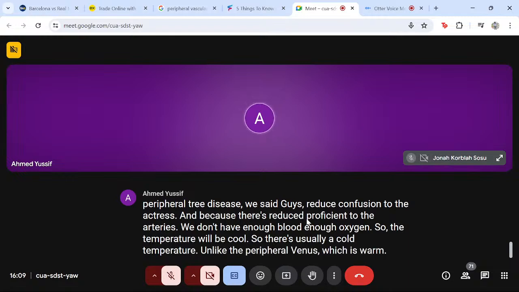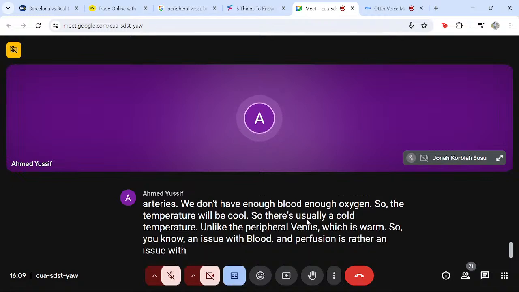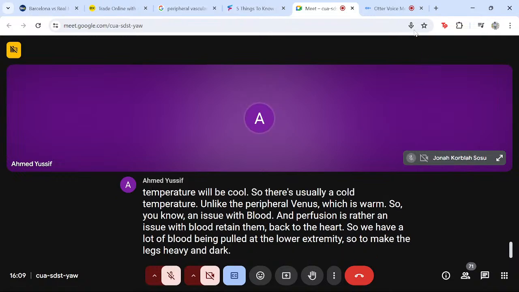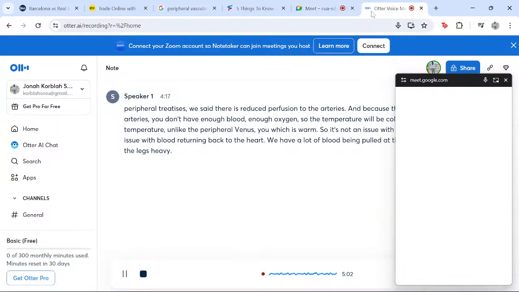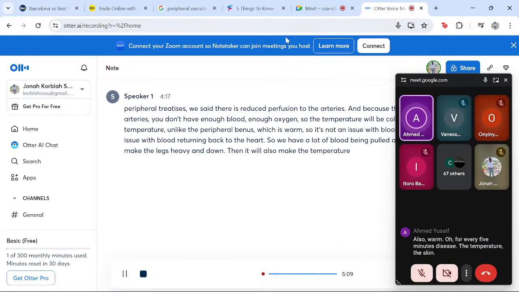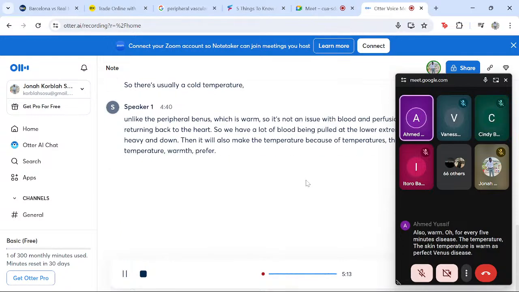So it's not an issue with blood and perfusion. It's rather an issue with blood returning back to the heart. So you have a lot of blood being pooled at the lower extremities. So it will make the legs heavy and dull. Then it will also make the temperature warm. So for peripheral venous disease, the skin temperature is warm, whereas for peripheral artery disease, the skin temperature is rather cold.